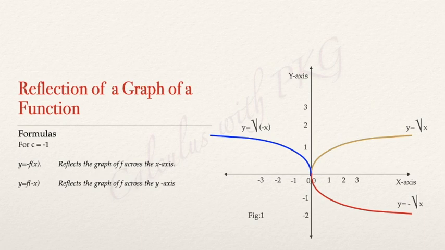So here in the graph we can see, suppose the value of the original function at x equal to 1 is 1. So the value of the function y equal to minus square root of x at x equal to 1 will be -1, and the output value 1 of the original function will be the output value of the function y equal to square root of minus x when x equal to -1.